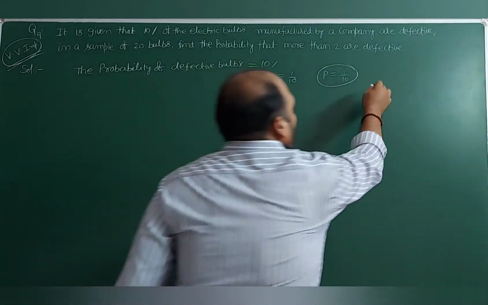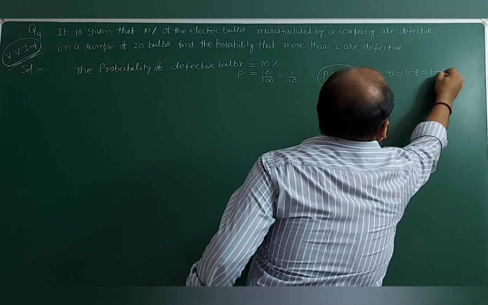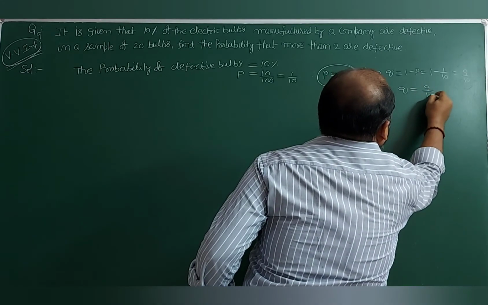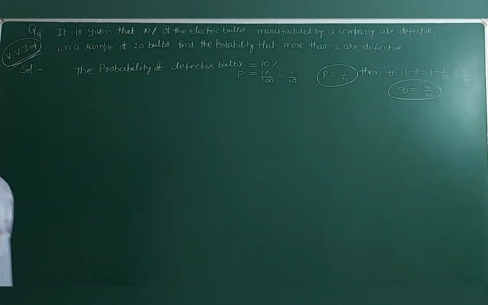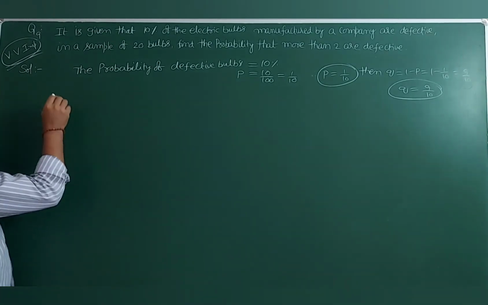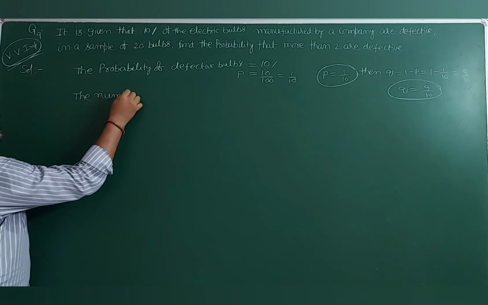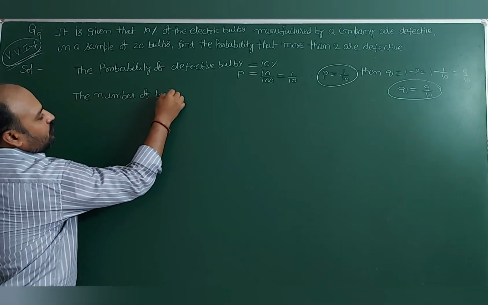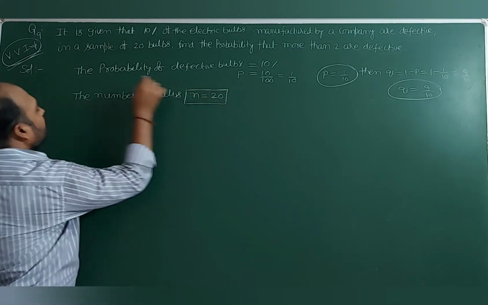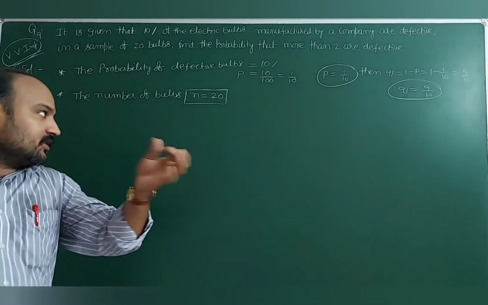Then Q is equal to 1 minus P, 1 minus 1 by 10, which is 9 by 10. So Q is equal to 9 by 10. P value, Q value, we got it. Next, the number of bulbs N is equal to 20.